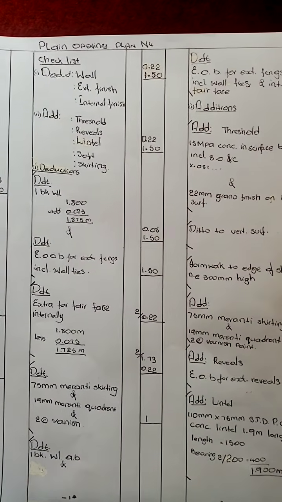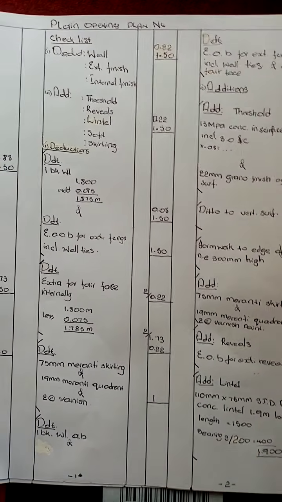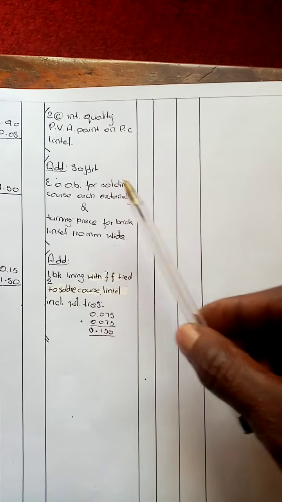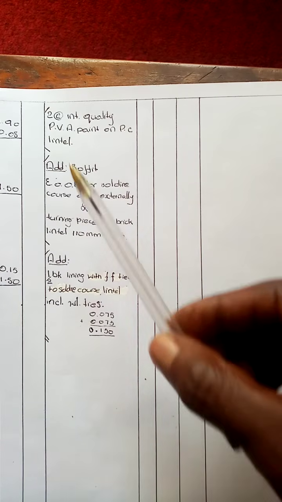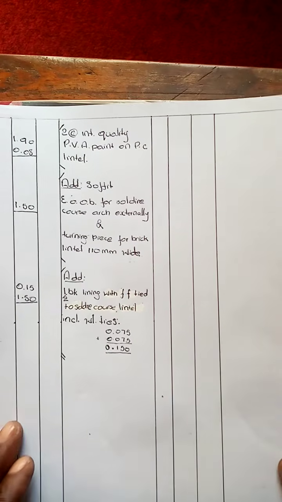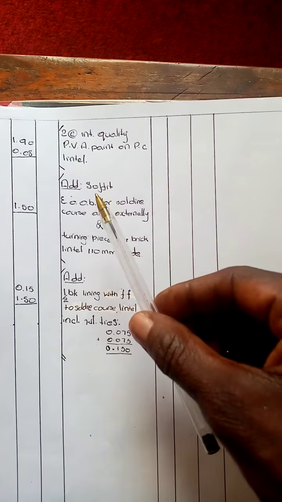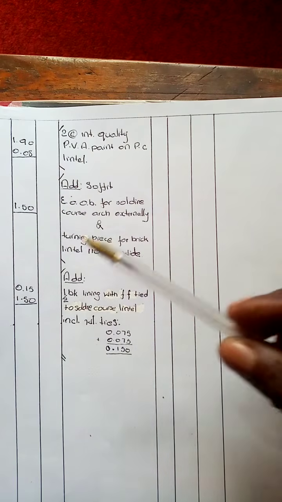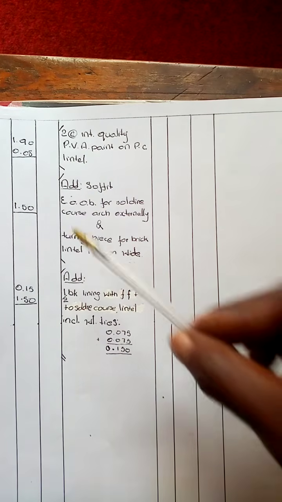So that lintel, how many of them? It's 1. To book, it's just only 1. Then you close your bracket. 2-coat internal quality PVA paint on that precast concrete lintel. Then the length is 1.9 meters, 1 meter 900, by 0.08, the height of that lintel, which is going to be revealed internally. You add the soffit.